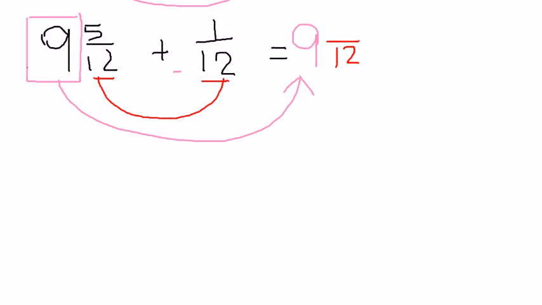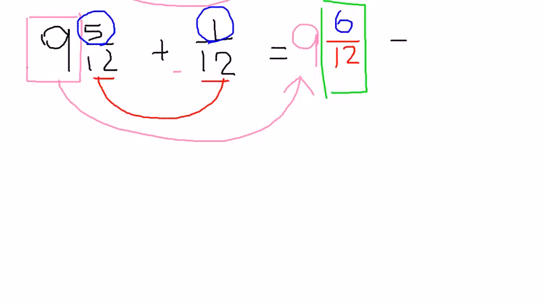Okay, so when we're done, let's look at the numerator. So 5 plus 1 gives me 6. Alright, is this the final answer? No, remember we must always check if this number can be simplified, right? So let's look. 6 over 12. Can I simplify this number? And the answer is yes.